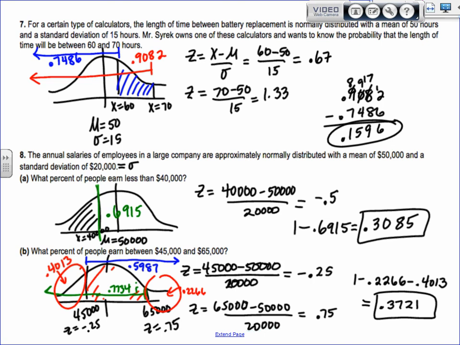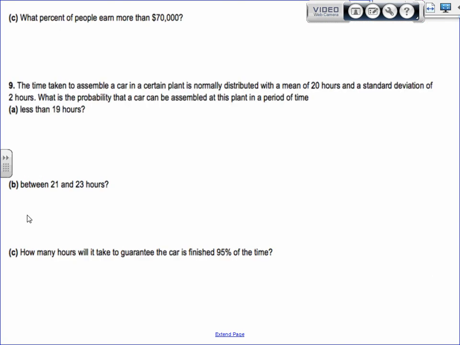All right, is this making sense? All right, so let's skip C. Let's go down to 9. We'll do 9B and C.